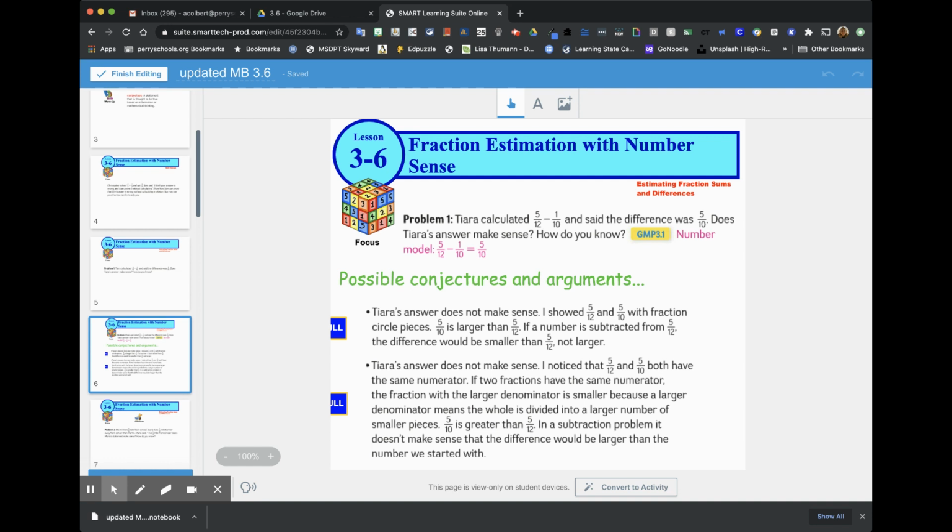So you kind of ask yourself, if someone was cutting up a pizza and they cut it into 10 pieces, and then someone cut a pizza the same size, but then they cut it into 12 pieces, would you rather have 5 of the 10 slices or 5 of the 12 slices? You'd probably rather have 5 of the 10 because those slices are going to be a little bit larger than the pizza that was cut into 12. The more you cut it into, the smaller those portions are going to be. In a subtraction problem, it doesn't make sense that the difference would be larger than the number we started with.